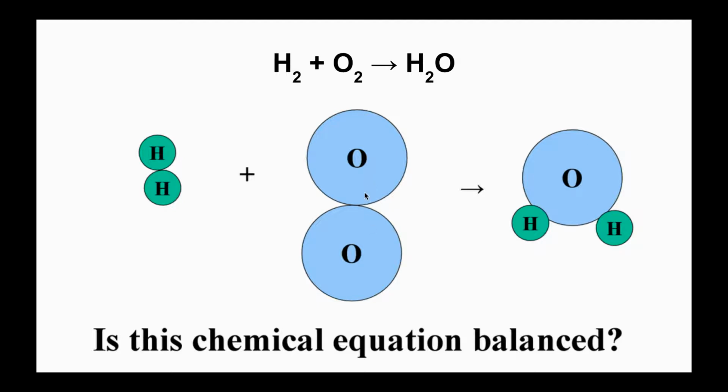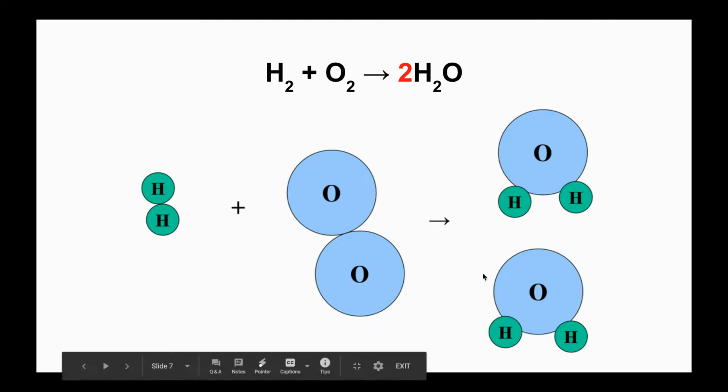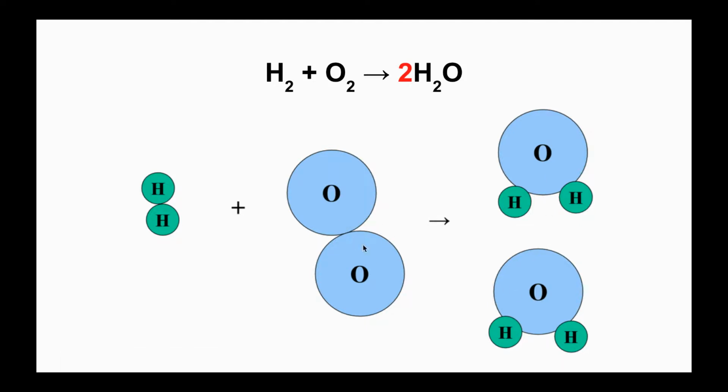But look, I have two oxygens on the reactant side and only one oxygen on the product side. So I'm going to need another water molecule in order to start balancing this equation. So if I have one more water molecule, I'm good on the oxygen front. So I have two oxygens on the product side, two oxygens on the reactant side.